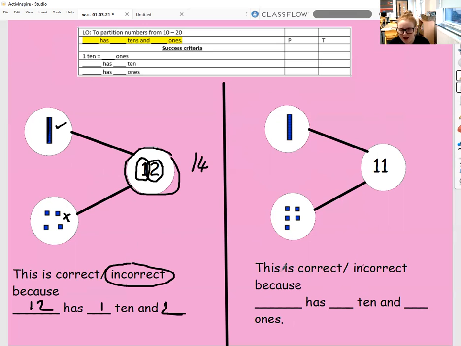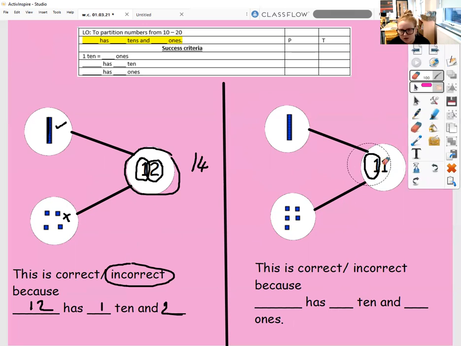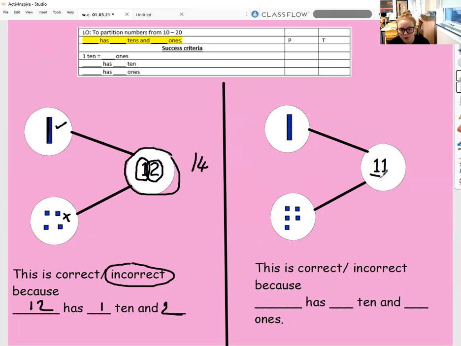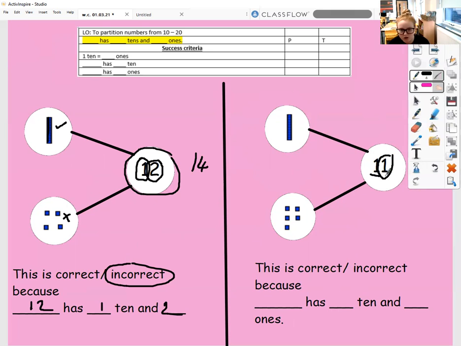Brilliant. So is this correct or incorrect? So my whole is 11. How many ones does 11 have? 11 has 1 one. Okay. So where are my ones? Is this my ones? Nope. Are these my ones? Yes. So I need 1 one in here. So we've got 1, 2, 3, 4, 5. I've got 5 ones and I should have 1 one. So is this correct? No, this is incorrect.